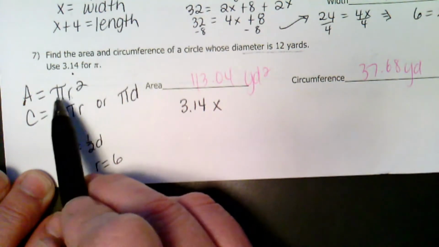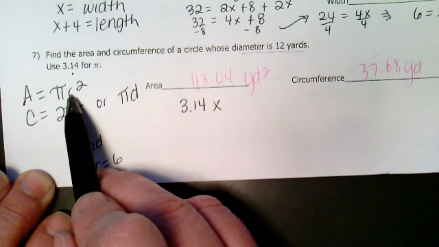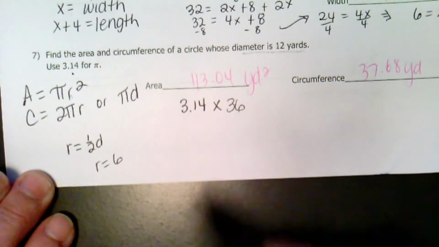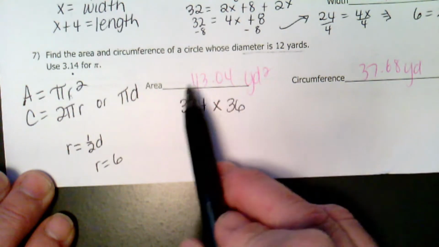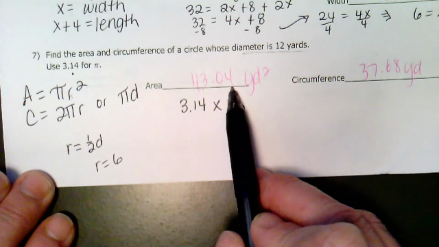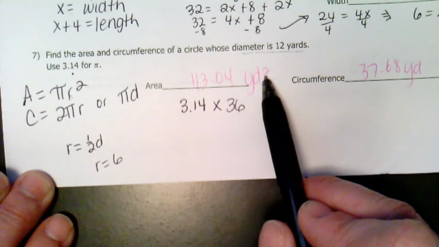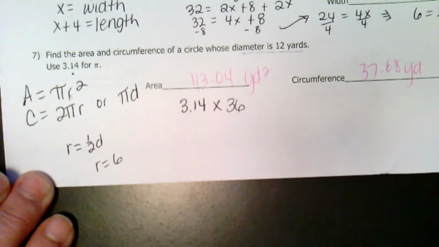So remember, order of operations, you want to do exponents before you multiply. So radius squared is 36. So 3.14 times 36 is 113.04. Don't forget your labels. Area is always your units squared. So yards squared.